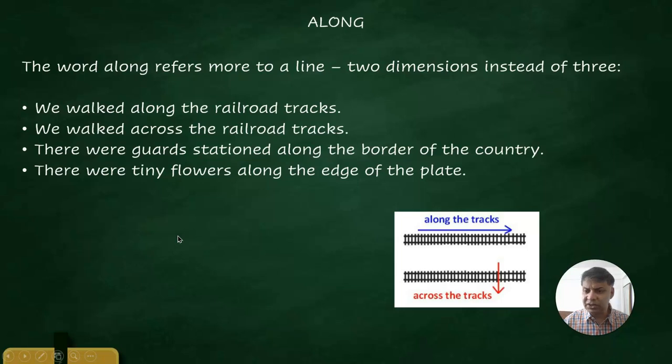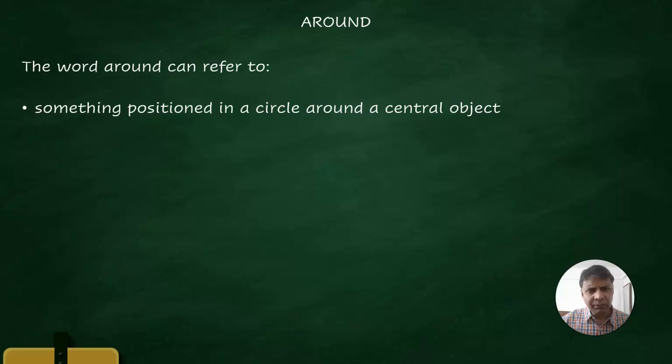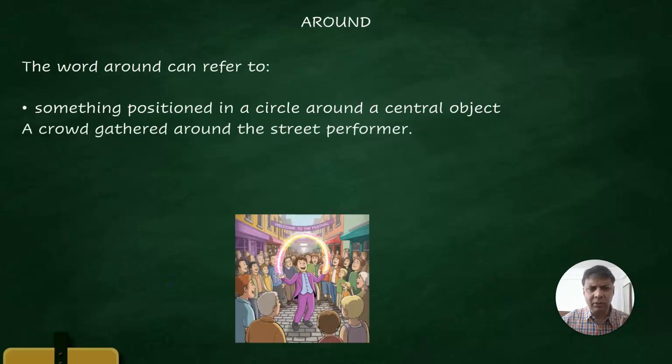We've understood across, we've understood along. Now let us understand the meaning of the word around. Now friends, around can have two meanings. Let's understand both of them, right? Something positioned in a circle around a central object. That's the first meaning. Something positioned in a circle around a central object. A crowd gathered around a street performer.